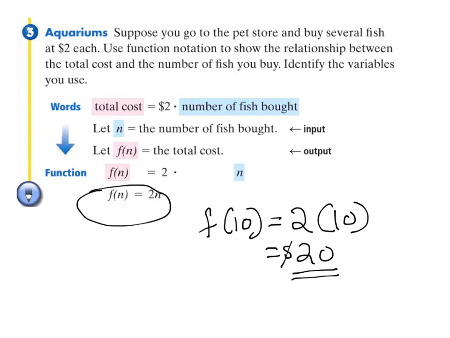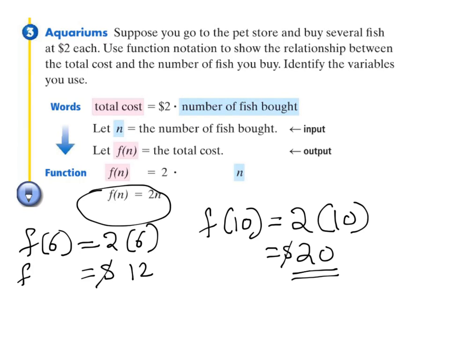What will be the total cost if you buy 6 fishes? So f of n, that is f of 6, will be equal to 2 times 6, which is $12. So the total cost of 6 fishes will be $12.